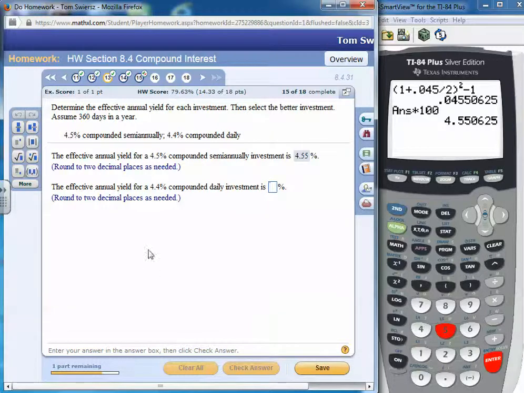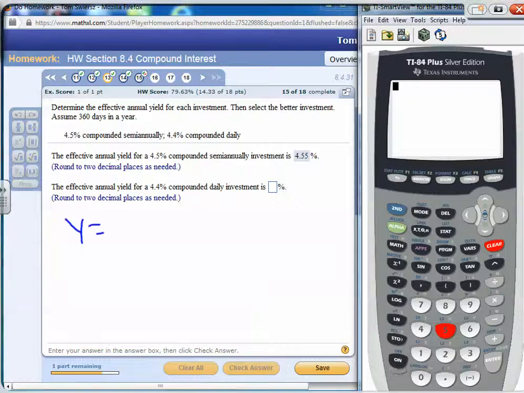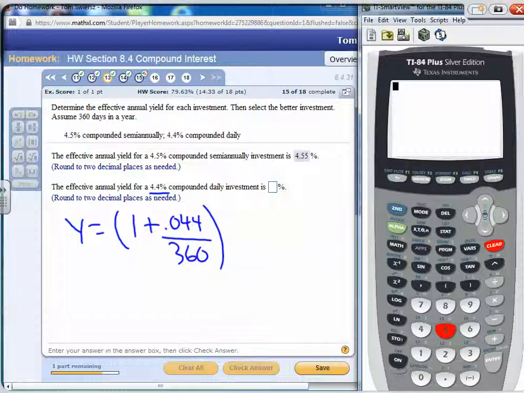Okay, now the effective annual yield compounded daily. So daily, the yield is 1, left paren, 1 plus the rate. This time the rate is 0.044 divided by 360, because daily we're assuming 360 days in a year. So you raise it to the 360th power, get out of the exponent, and subtract 1.